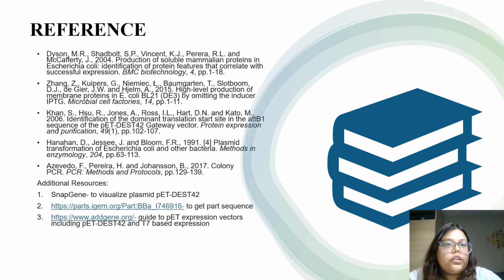Moving ahead to the conclusion and references. So for the conclusion, we have successfully cloned and expressed GFP in E. coli using the PET-DEST42 vector. The system allows high-level expression under T7 promoter control and enables easy purification via the 6X His tag. Future work could involve optimizing expression conditions and testing GFP fusion constructs for protein localization studies.